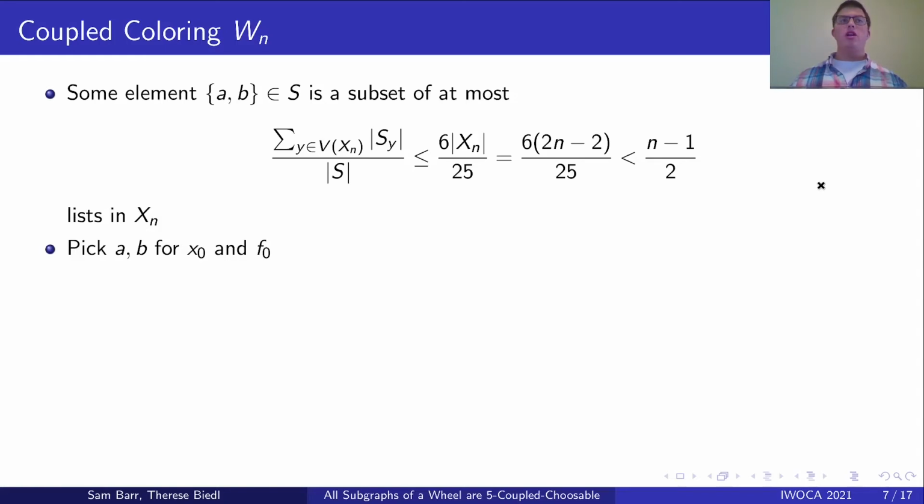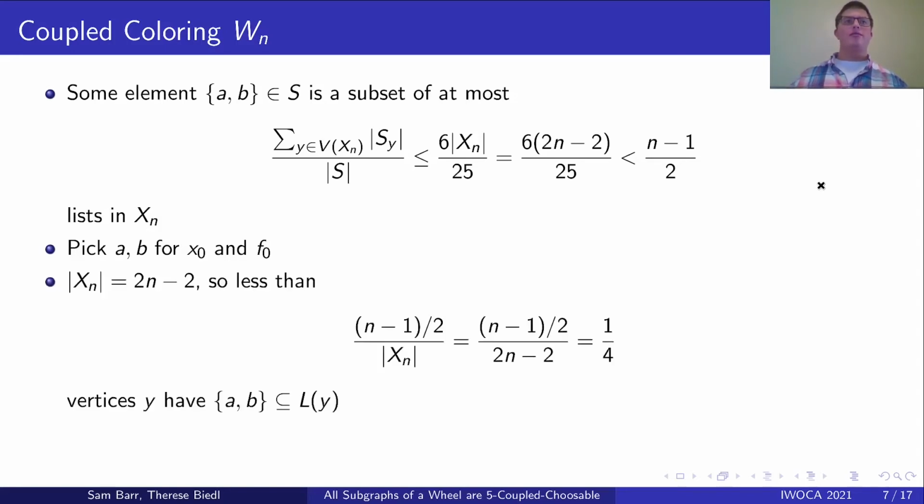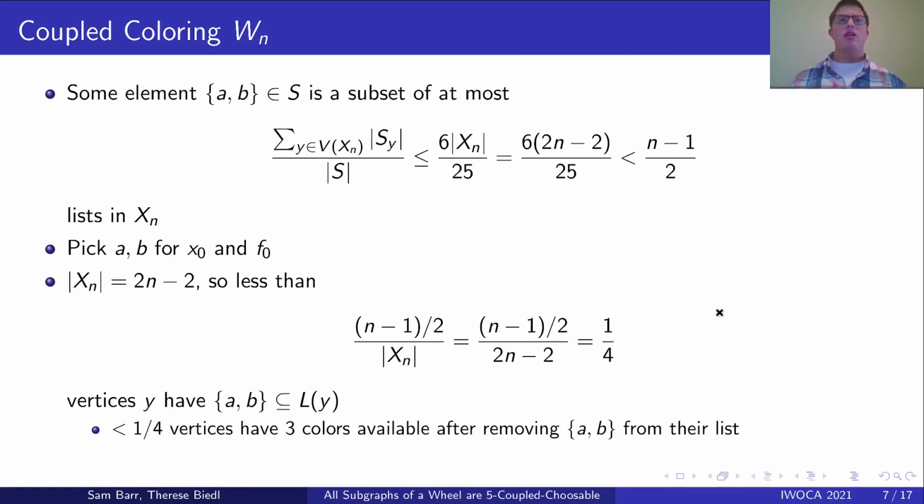We will pick these two colors A and B for x0 and f0. And therefore, since the size of x sub n is 2n minus 2, and at most (n minus 1) over 2 vertices of x sub n have both A and B in their list, we can see that at most a quarter of vertices had both A and B in their list. In particular, after removing A and B from the list of all lists in x sub n, less than a quarter have 3 colors available, while more than 3/4 of vertices will have 4 colors available.